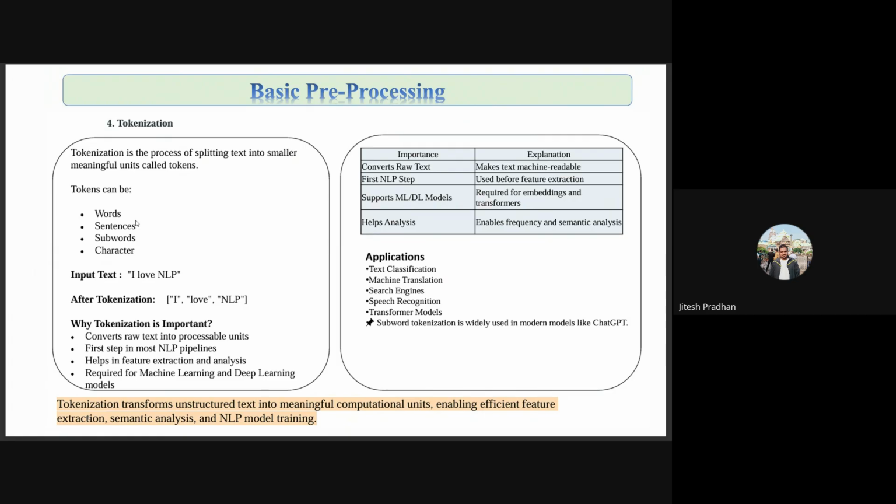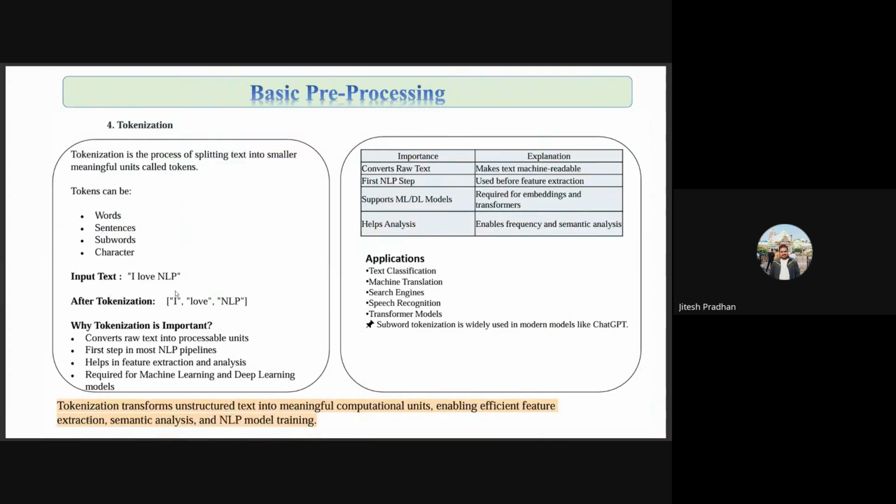Sentence level tokenization means that from a paragraph we extract multiple sentences. And subwords, let's say, state of the art. If we write it as state-of-the-art, with dashes, the subwords will be state, of, the, art separately. These are the subwords. We can also do character level tokenization. So look here: if I write "I love NLP", then after word level tokenization, I will be one token, love another, NLP another. So we have generated 3 tokens from this sentence.